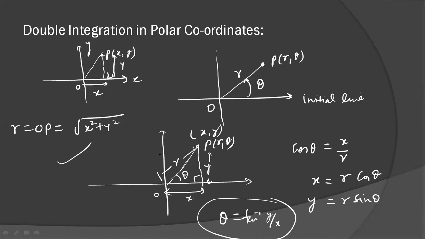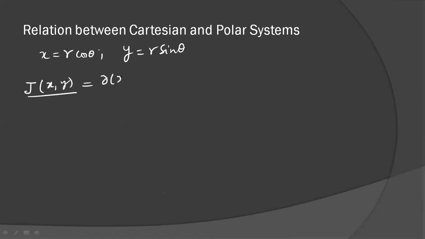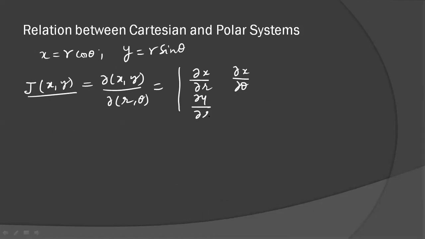Now if we see more of the relation between Cartesian and polar, you have x equal to r cos theta and y equal to r sin theta. What is the Jacobian of xy with respect to r theta? You can see my Jacobian lecture. I told you this is equal to the determinant of del x over del r, del x over del theta, del y over del r, del y over del theta, and it is equal to r.